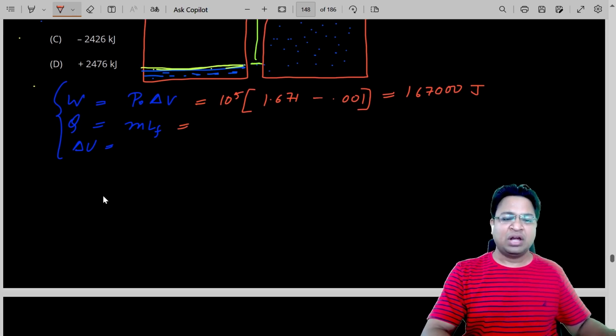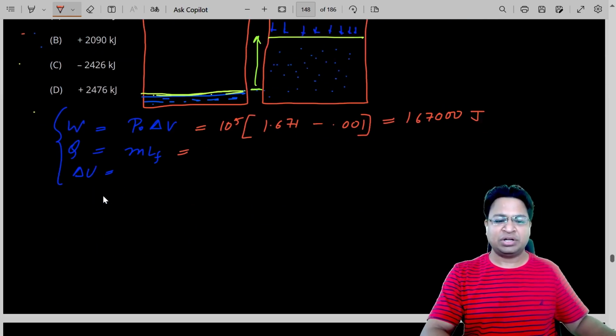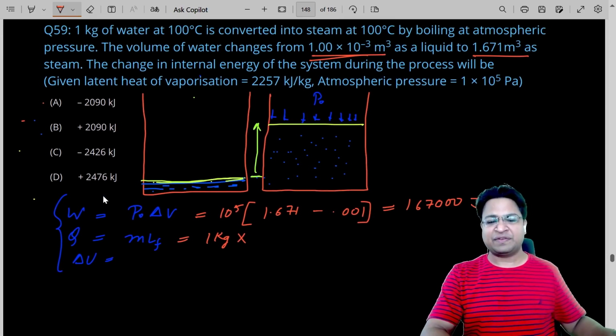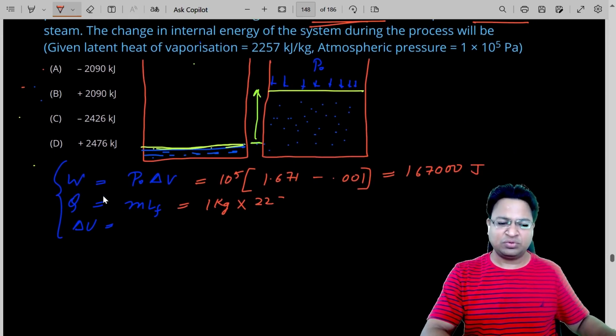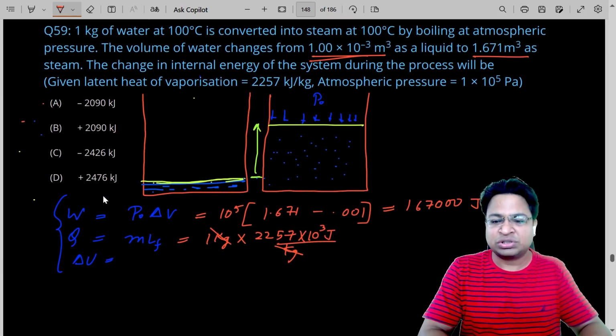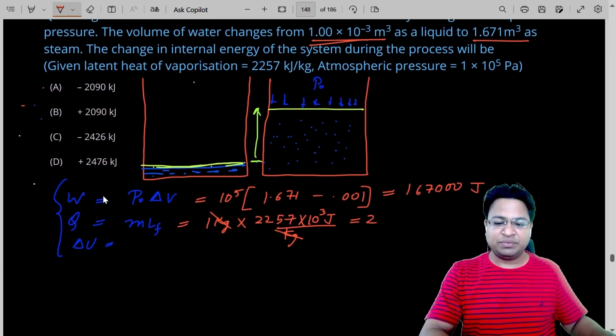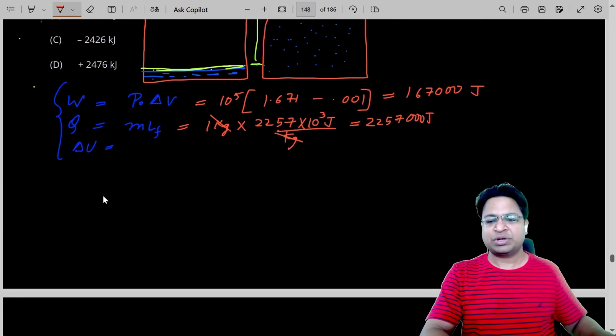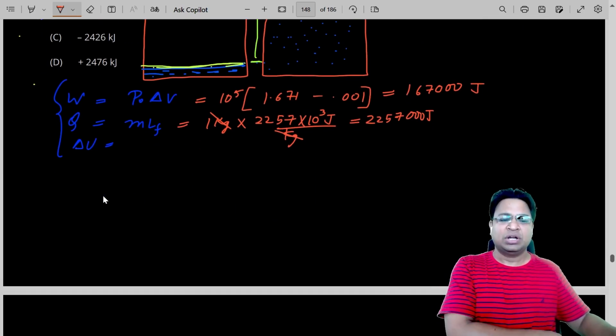Now MLF. How much mass was there? 1 kg. So 1 kg into latent heat of vaporization, which is 2257 into 10 raised to power 3 joules per kg. Now this kg and this kg get cancelled. So whatever number we are getting is in joules now. So this number would be 2257 and then 000 joules. I hope you can see this. 2257 000 joules.